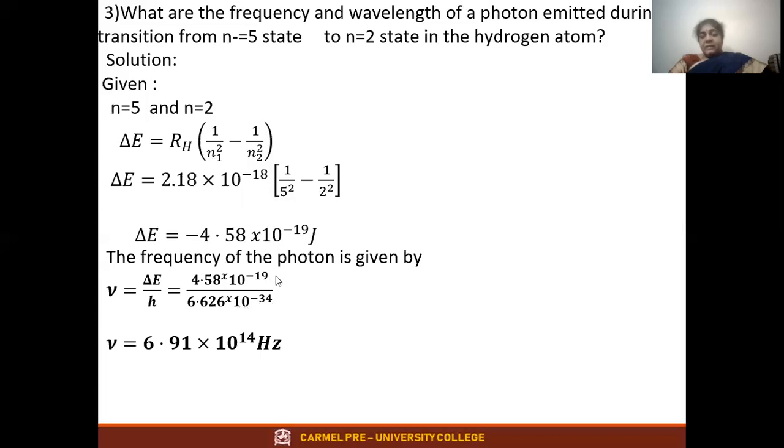10 power minus 34, if it goes to the numerator, it becomes 10 power plus 34. Accordingly solve and get the final answer.